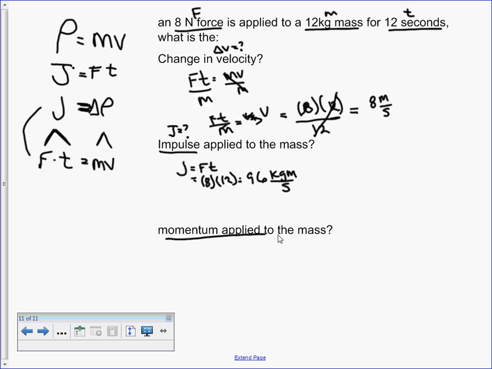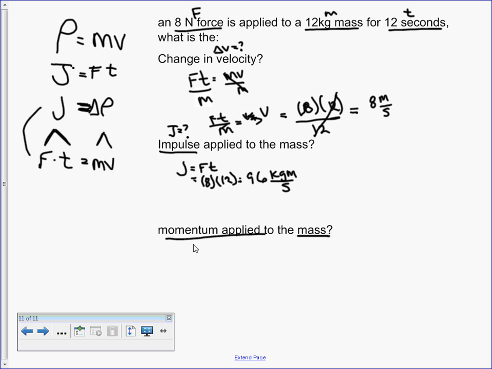What's my momentum applied to the mass? Okay, remember, this is really important. Impulse is equal to the change in momentum. If I push a cart with a force times time, it's going to convert into a new mass times velocity that's equal to the original impulse. So impulse is equal to my change in momentum, right? The change in velocity of an object.